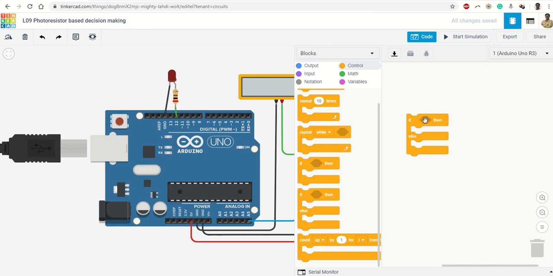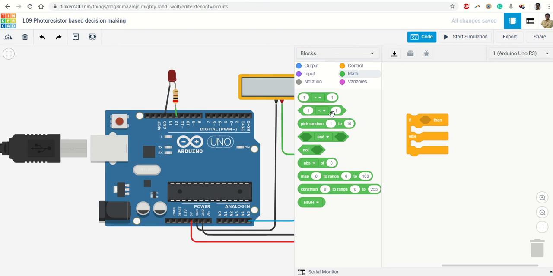That means some mathematical operation. So I go to math. Is there any block which is comparing two numbers? Because I need to compare. So right, I got this. So I take it and insert. Okay. So if number 1 is less than, equal, not equal, greater than, equal to number 2, then do this, else do this.